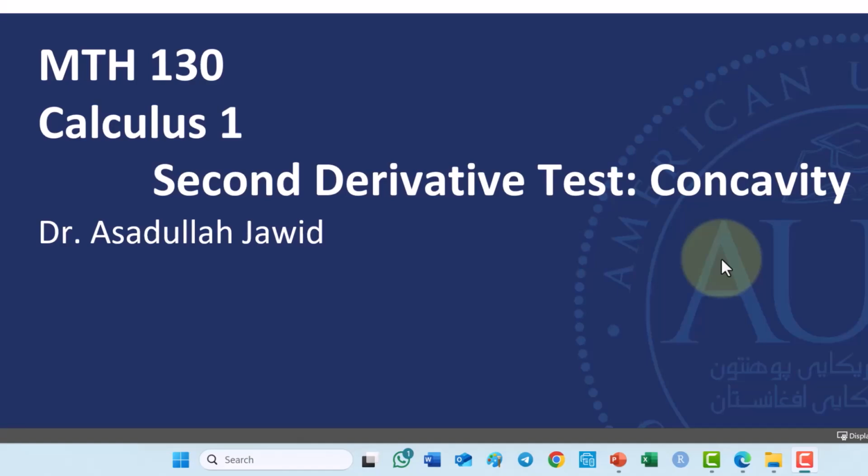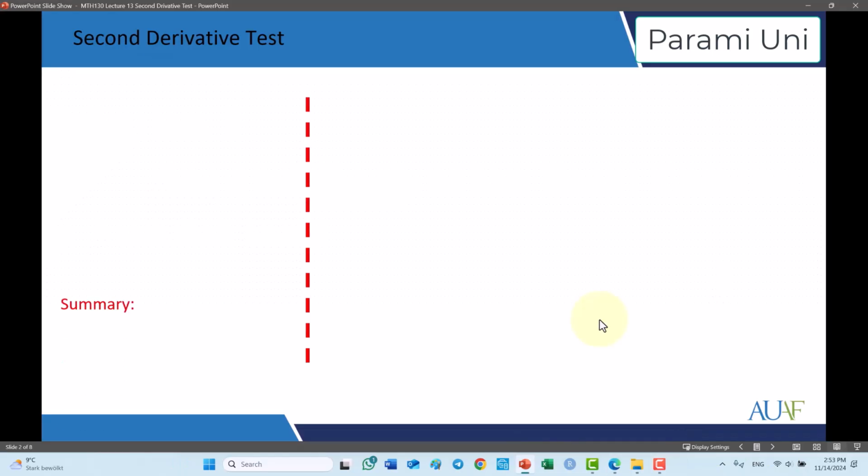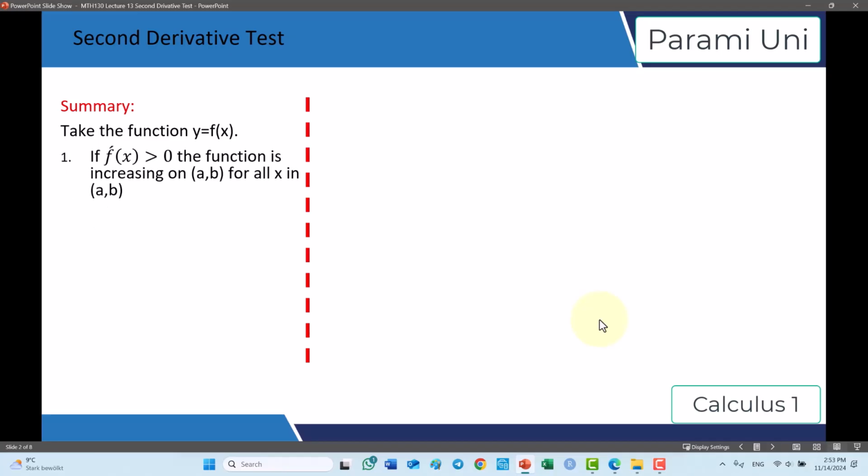Hello and welcome. In this lesson, we introduce the second derivative test for checking the concavity of functions. Before doing so, let's have a summary of what we have covered so far with respect to the increasing-decreasing behavior of a function using the first derivative. Take the function y equals f of x.